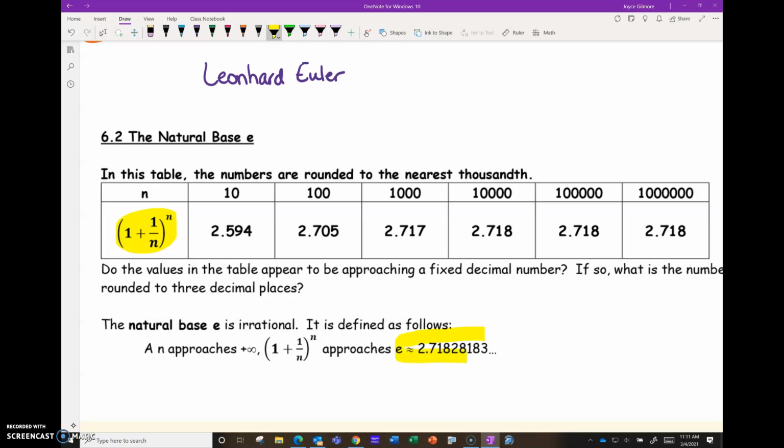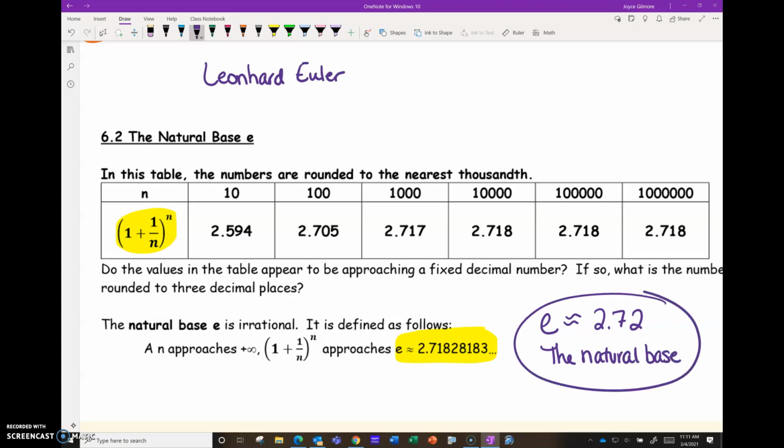This number has been identified as the number e. E is kind of like pi. I think they used e because Euler found the number. But e is a number kind of like pi. You know how we typically say pi is like 3.14? E is approximately 2.72. It is called the natural base. It's related to the natural log, which we are going to get to in the second half of chapter 6.